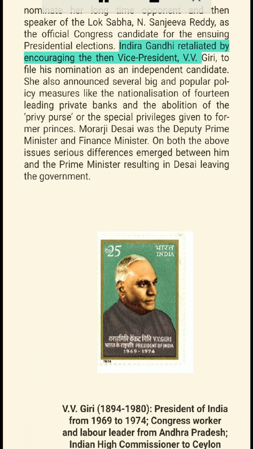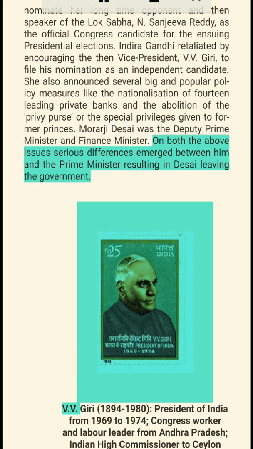Indira Gandhi retaliated by encouraging the then Vice President V.V. Giri to file his nomination as an independent candidate. She also announced several big and popular policies, nationalizing leading private banks and the abolition of the privy purse or the special privileges given to former princes. Morarji Desai was the Deputy Prime Minister and Finance Minister. On both the above issues, serious differences emerged between him and the Prime Minister, resulting in Desai leaving the government.